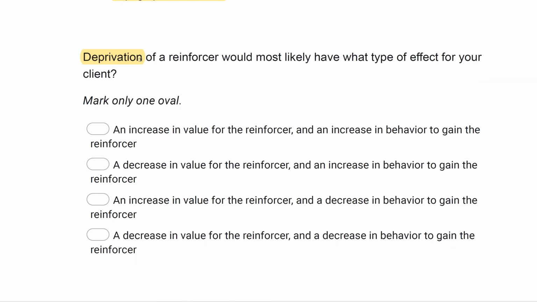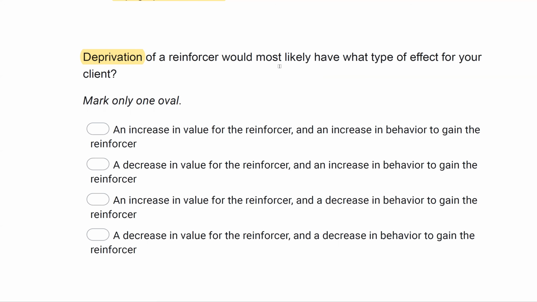If that consequence is more valuable, you're going to start engaging in behaviors that are going to get you that consequence. If that consequence is less valuable, you're going to not engage in behaviors that get you that consequence, right? So it's all about that value of the consequence and how it affects your behavior. So if we have deprivation of a reinforcer, what's occurring? Well, we're not getting enough of the reinforcer, right? That reinforcer is either being withheld, or we don't have access to it, or being deprived.